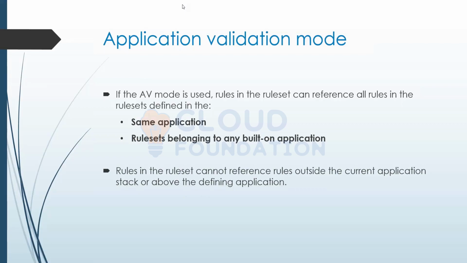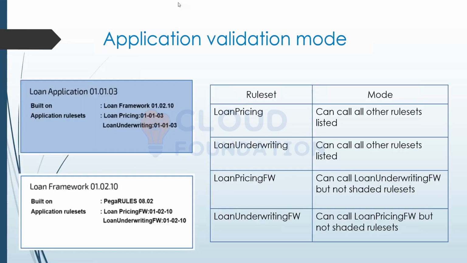Let's see this, maybe through a quick example. What are the two rules that I have in hand? For AV mode, I can access rules from the same application, and I can also access rules from any built-on application. Now let's quickly see how this is going to work.